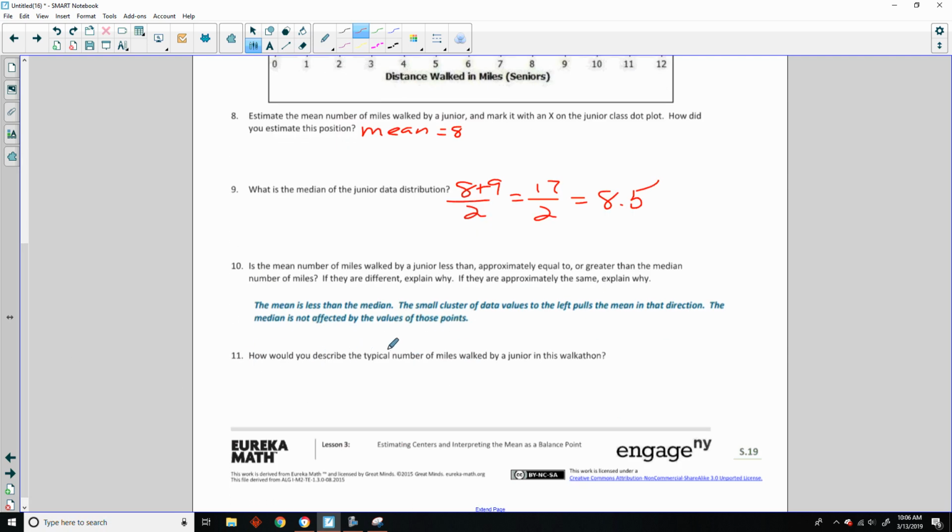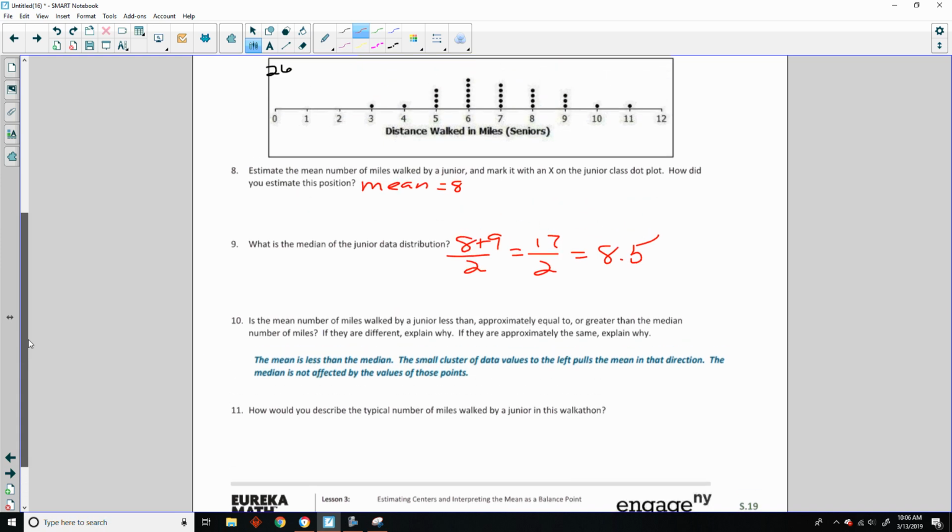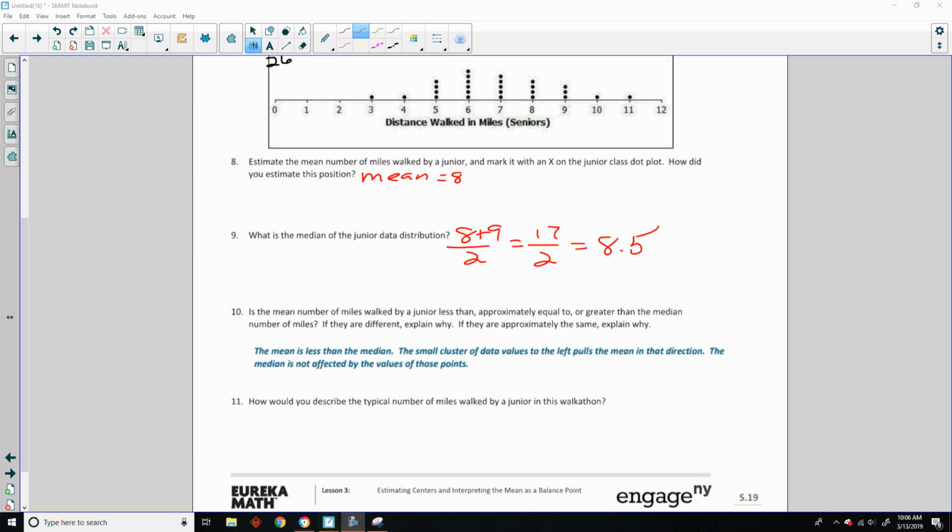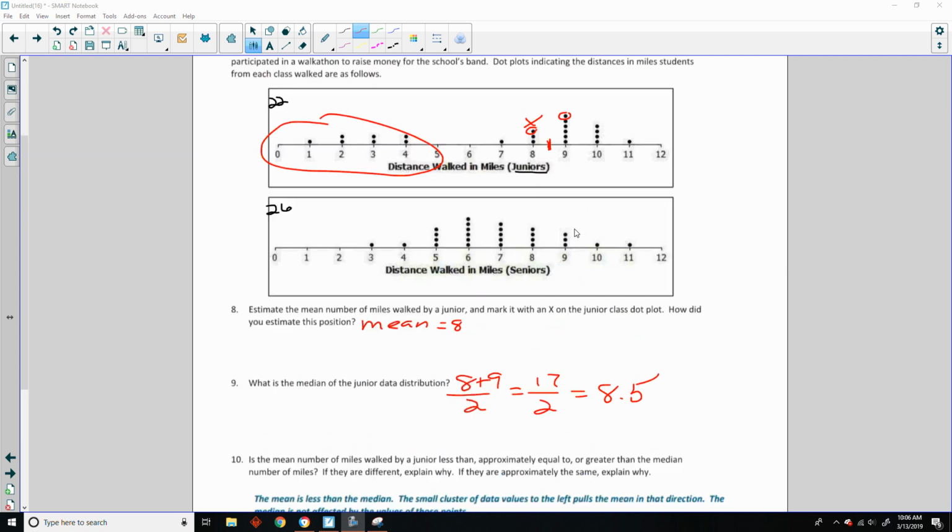11 says, how would you describe the typical number of miles walked by a junior in the walkathon? Okay, what I would say was the mean. I would probably say something like the mean appears to underestimate the distance walked by a junior. What else? Let's think. 8 students walked less than the mean. So if the mean is 8, 1, 2, 3, 4, 5, 6, 7, 8 students walk less than the mean, but a lot more walk more than the mean. Therefore, the mean is probably an underestimate.